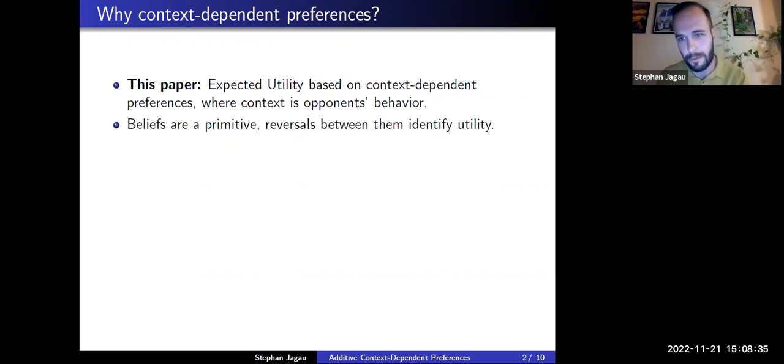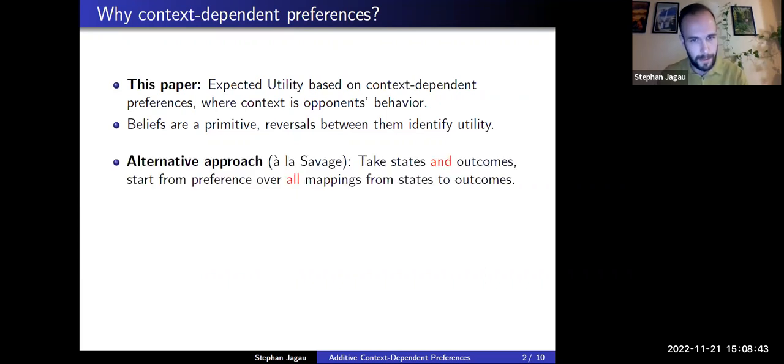And it's going to be the reversals of preference across different beliefs here that give the richness to the setup and identify utility. Well, there's other ways we could look at games, right? We could look at it just in a normal Savage approach at the problem. Now, what would we do then instead? We would take states and outcomes, start from a preference over all mappings from state to outcomes.